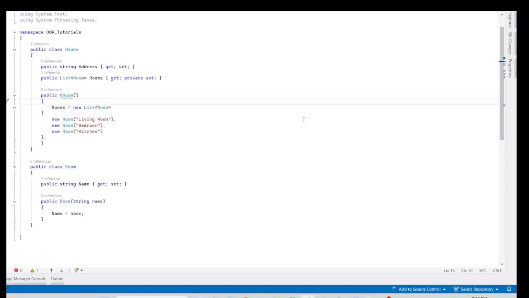For a real world example, think of a house and rooms, right? A house is made of multiple rooms, but if you destroy the house, the rooms are gone too. As you see in this example, the house is composed of room objects. When a house instance is deleted, the room objects inside it are also deleted. This is composition, where rooms cannot exist without the house.